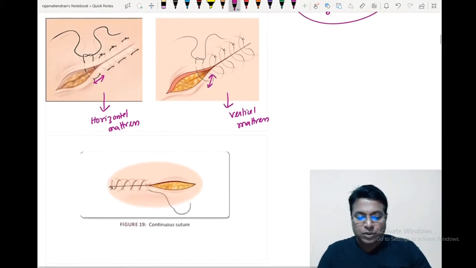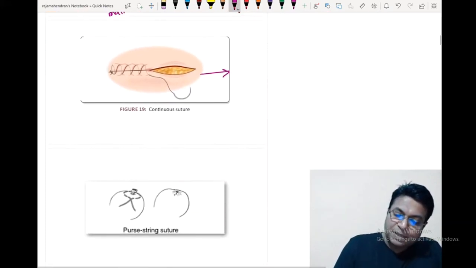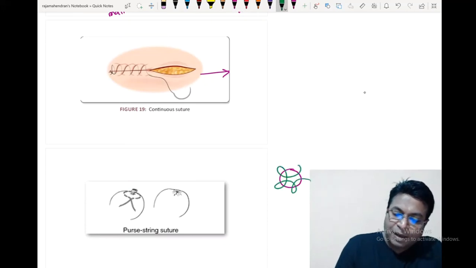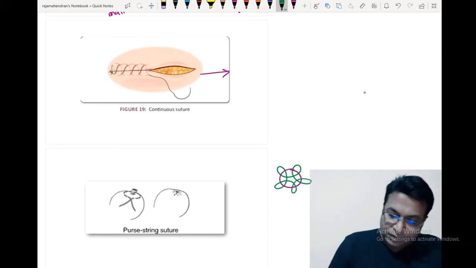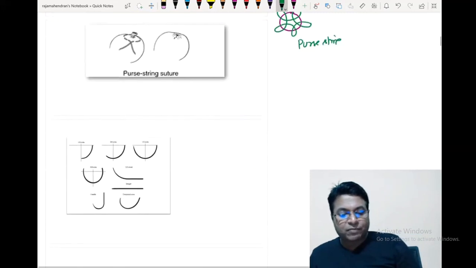This is a continuous suture, which we do not commonly use in practice. This is a purse string suture. If there is a hole like this, I can close it with a purse string. Like this, if I pull, the suture will get closed. This is a purse string suture. All these are last minute images to be remembered for your exams.